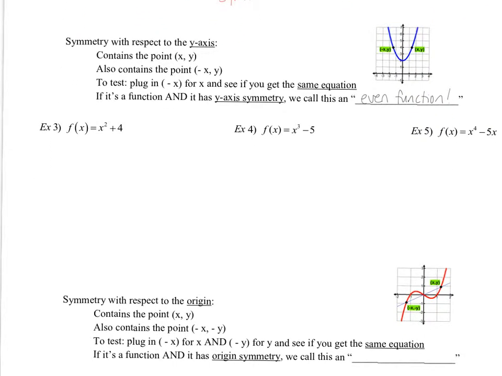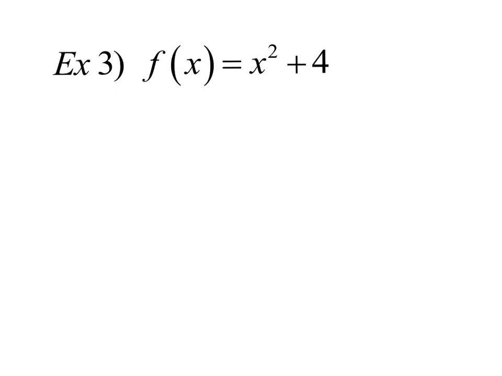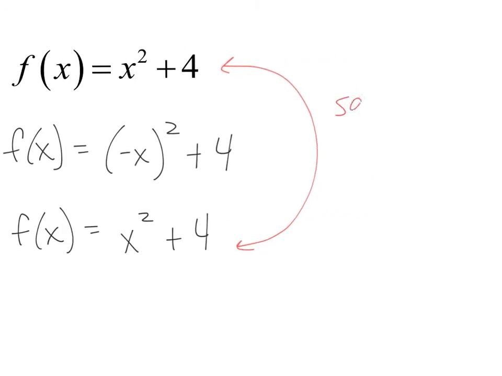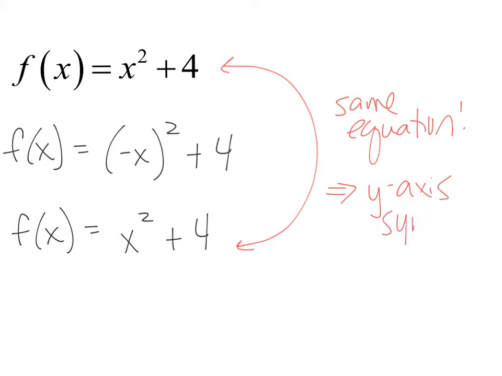Okay, so let's do the test. And again, what we're doing here to test is we're plugging in negative x for x and seeing if we get the same equation back. So this very first one, I'm going to say f of x equals negative x squared plus 4. All I'm doing is replacing the x with negative x, and then I'm going to simplify. So remember, when you square a negative, you end up with a positive every time. So when I simplify that, yes, these two equations are the exact same. So we have the same equation. Therefore, it has y-axis symmetry. And therefore, this is an even function.